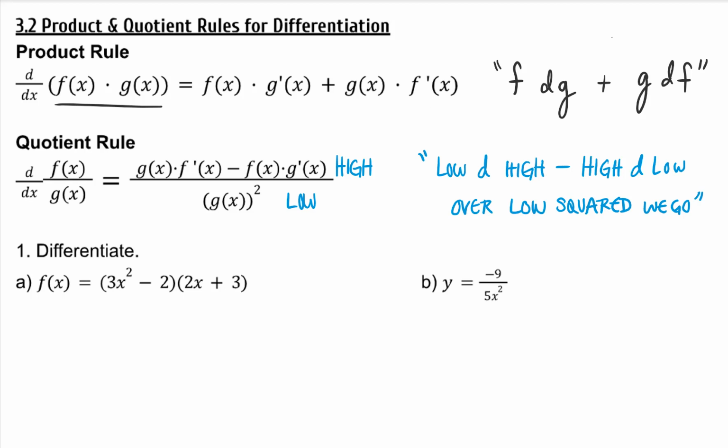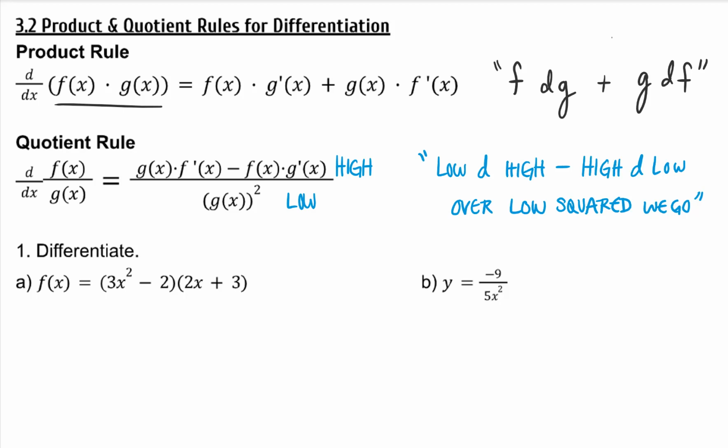Another way you can shorten that is to say f dg plus g df. The d means derivative of. So f dg plus g df, f dg plus g df. Say that 10 times over and you'll be on your way to memorizing the product rule.